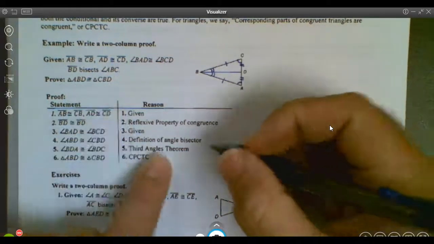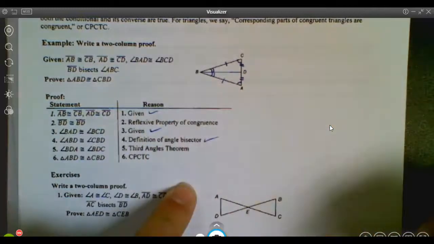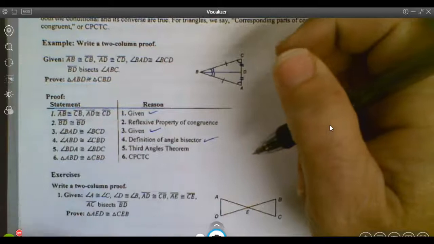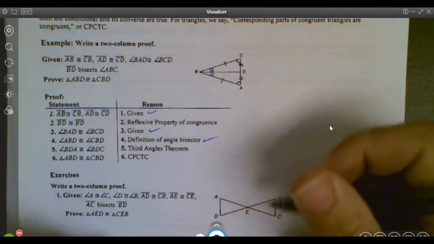So that made it into the proof right here. So we've done that, we've done that, we've done that. So let's look at the diagram. I've really exhausted the given. Now I'm looking at the diagram, and I'm saying, what more could I say?